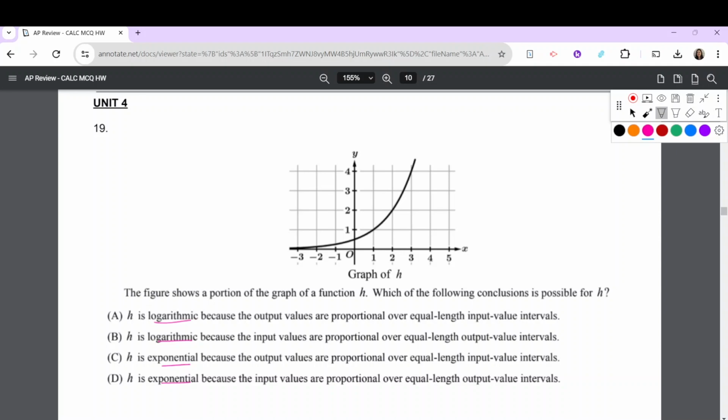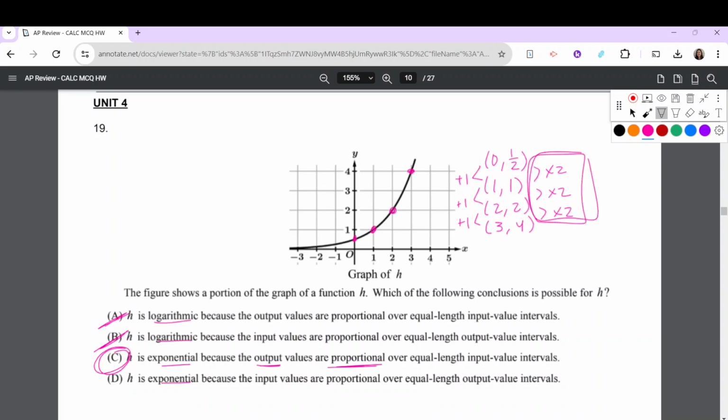at like what's proportional. So if I start at a point at 1, 1, I have another point at 2, 2, I have another point at 3, 4, and we can't really see much more, but I'm just going to assume that that's at 0, a half. Maybe that's right, maybe that's not. But I can see if I go up by 1 x value, I'm multiplying by 2 in my outputs. So that has to be exponential, definitely exponential growth. It's not logarithmic, it is exponential growth because my outputs are proportional over equal length input values. Yes, my outputs are getting multiplied by something, so that means that they are proportional.